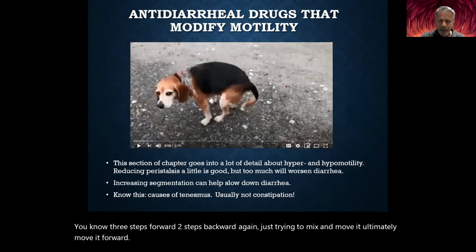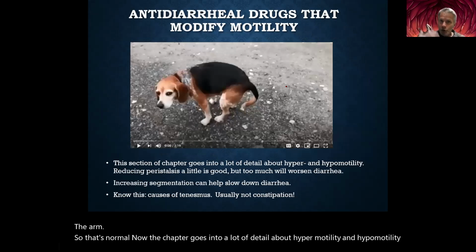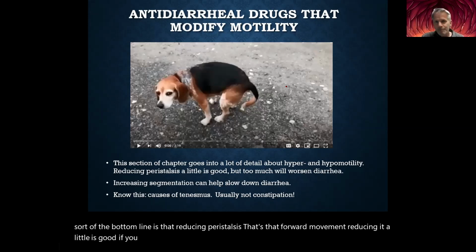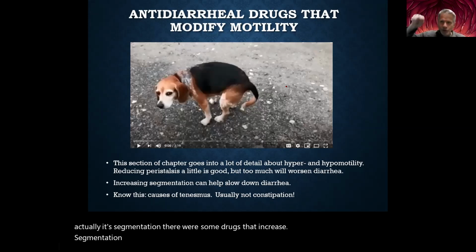So that's normal. Now, the chapter goes into a lot of detail about hypermotility and hypomotility. And the bottom line is that reducing peristalsis, that forward movement, a little is good. If you reduce it too much, then it's bad. It actually will make things worse. But actually in segmentation, there are some drugs that increase segmentation. That's the circular smooth muscle. And if we can increase that, that'll actually slow down diarrhea.